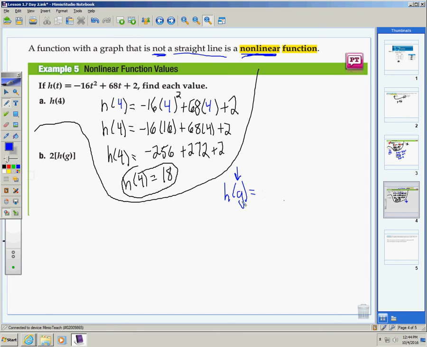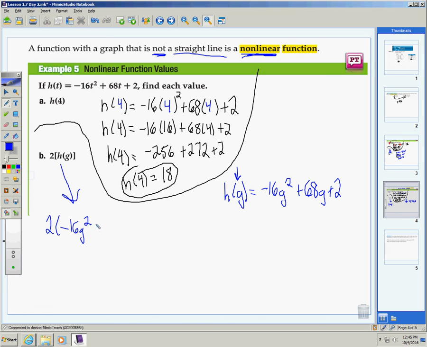So now it's going to be negative 16 g squared plus 68 times g plus 2. All my t's just turned into g's. And now that I know what h of g is, I can do this problem. 2 times h of g. It's going to be 2 times h of g, which is negative 16g squared plus 68g plus 2.